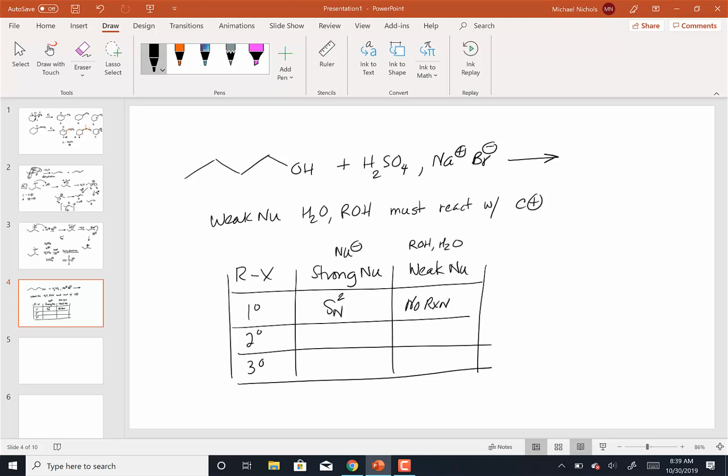We can skip down to the tertiaries and say a tertiary halide plus a strong nucleophile is going to give me SN1, because tertiaries only undergo carbocation mechanisms. How about the tertiary plus the weak nucleophile? Also SN1. That's the double whammy, right? Tertiaries can only undergo SN1 and weak nucleophiles can only undergo SN1.